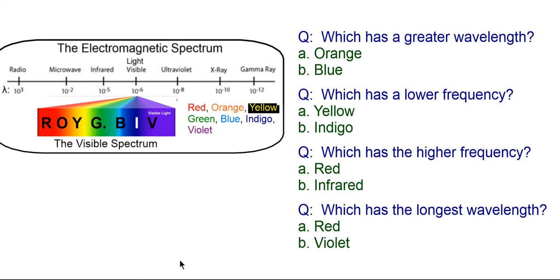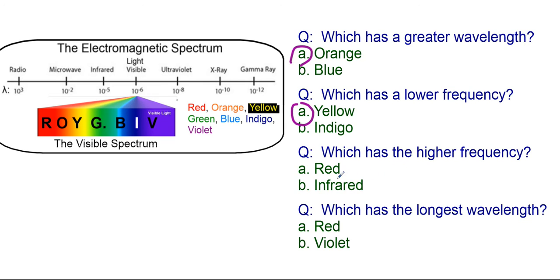A few quick questions we've got to do. We've got about a minute to go. Which has a greater wavelength, orange or blue? Larger wavelengths are in that direction to our left. Larger wavelength is going to be orange, right? It's down here. Which has a lower frequency? Lower frequency is also down that direction. Lower frequency has got to be indigo, yellow.